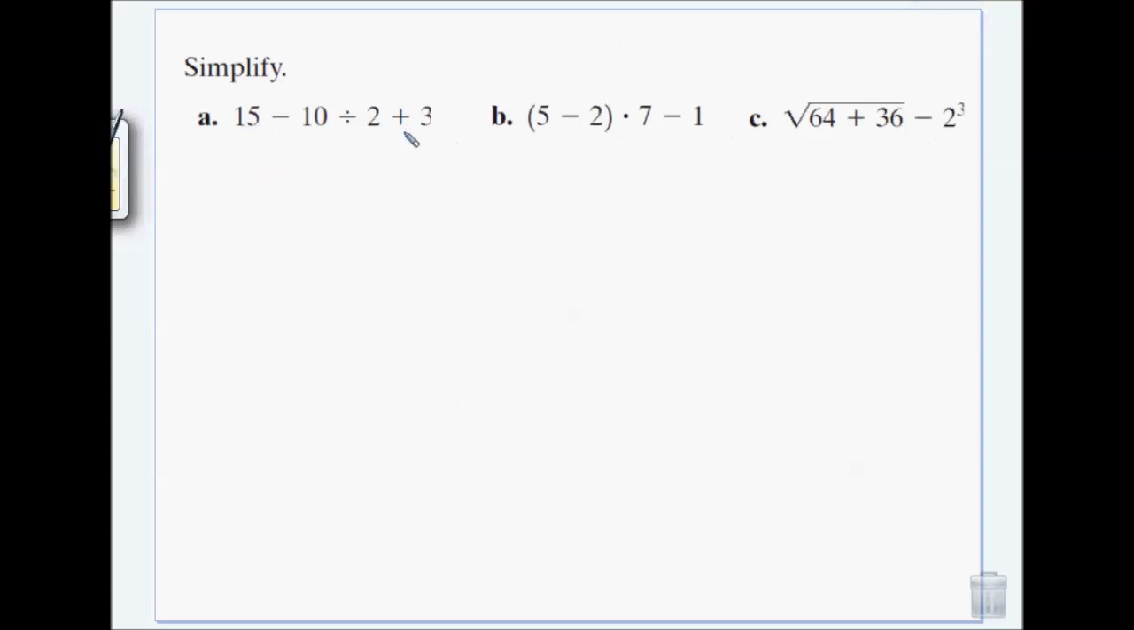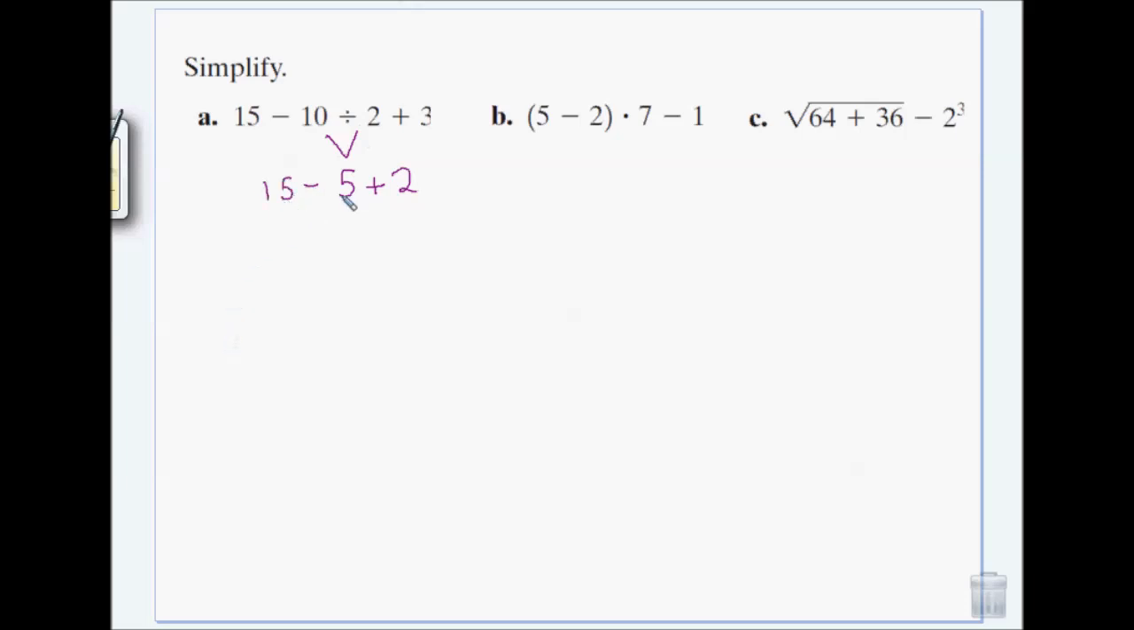Using our order of operations. Okay, first we have no parentheses. We're going to move left to right. We have division. So what I usually do when we're working down a problem is I start writing exactly what's already there. 10 divided by 2 is 5, right? And then I'm going to write everything else exactly the way it was.